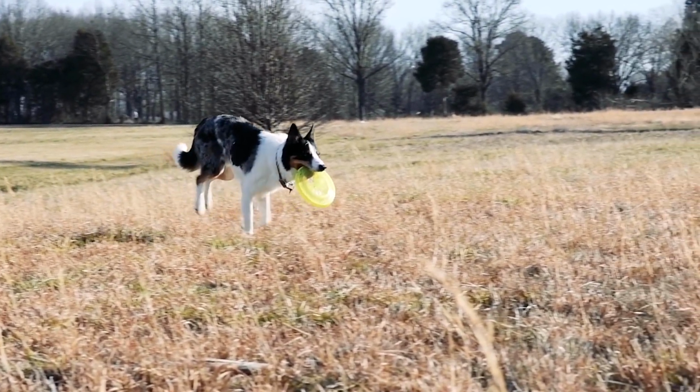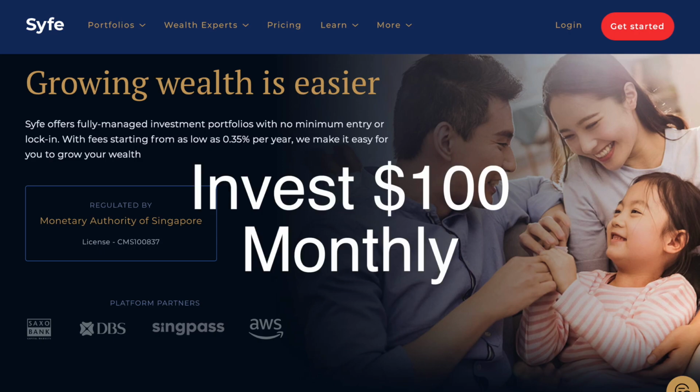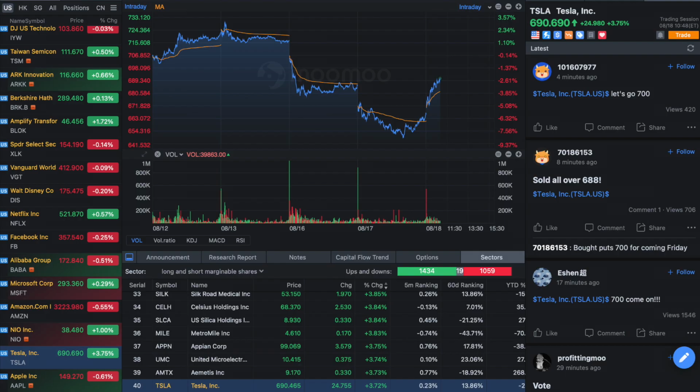Dollar cost average can be done for both robo-advisors and trading platforms. The only difference is you can spend a minimum of $100 for robo-advisors, but you need to buy one stock based on the market price on trading platforms. To buy one Tesla stock, you have to fork out about $680 USD at the time of making this video.